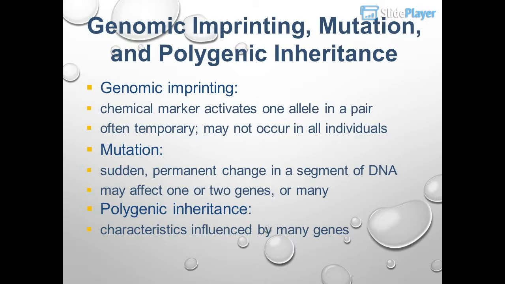Genomic imprinting, mutation, and polygenic inheritance. Genomic imprinting: a chemical marker activates one allele in a pair. It is often temporary and may not occur in all individuals. Mutation: a sudden, permanent change in a segment of DNA. It may affect one or two genes, or many. Polygenic inheritance: characteristics influenced by many genes.